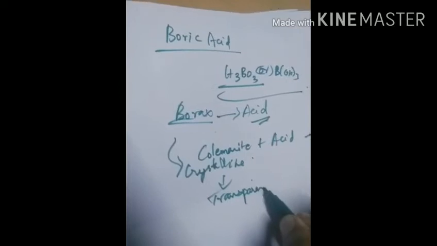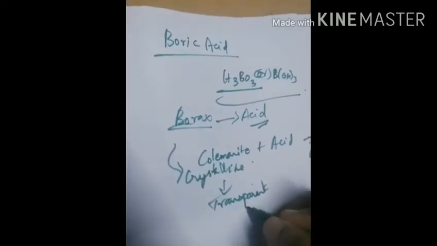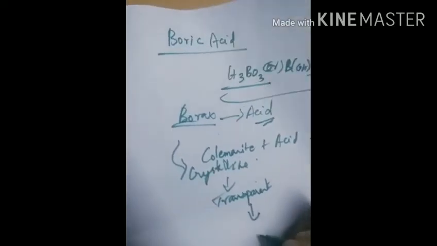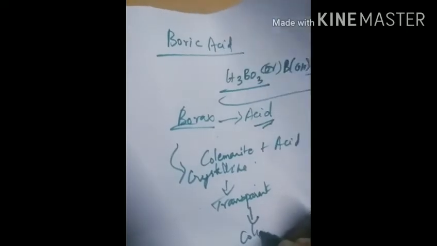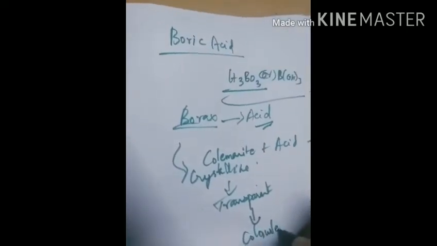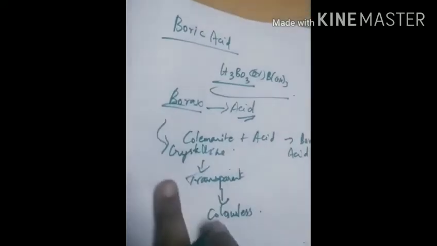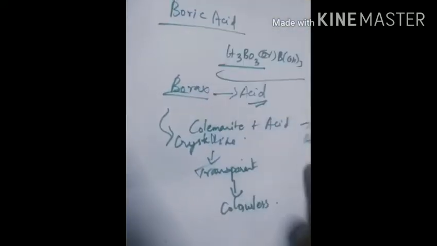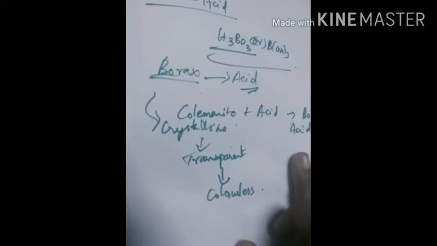It is transparent and also colorless. Obviously, if it's transparent, it is colorless. So this is the physical appearance of boric acid. It won't be in liquid form.